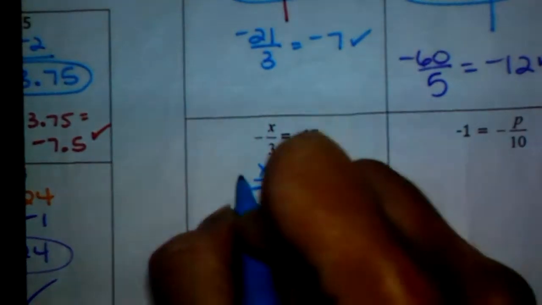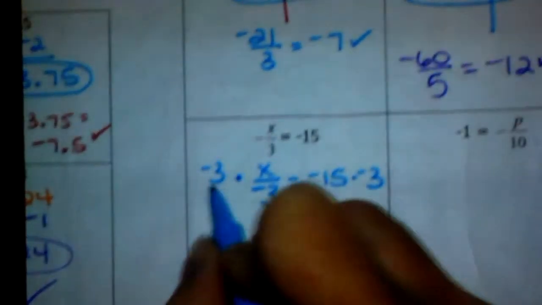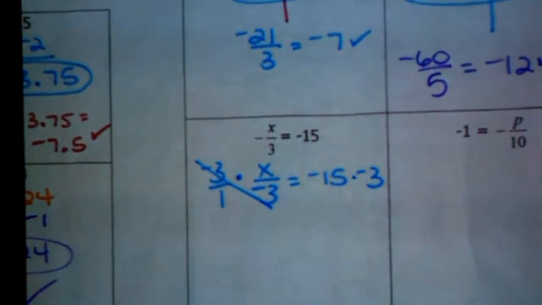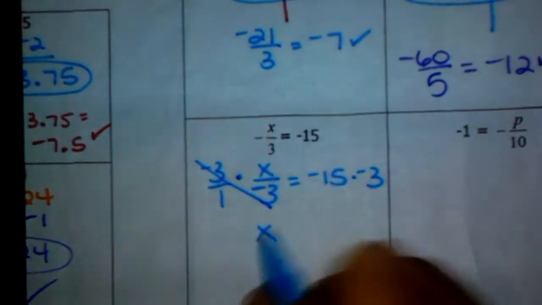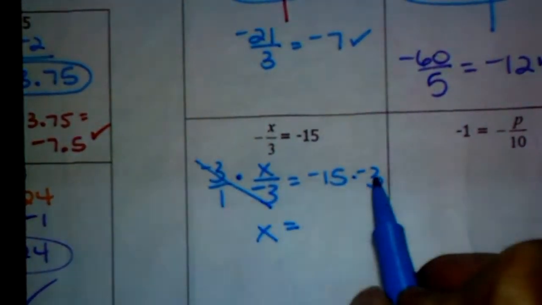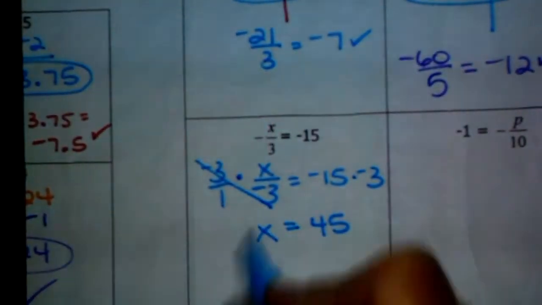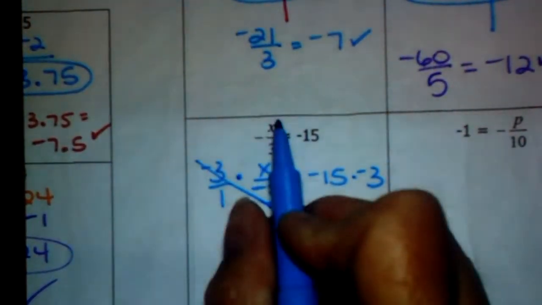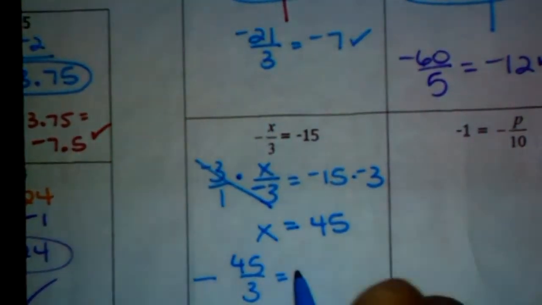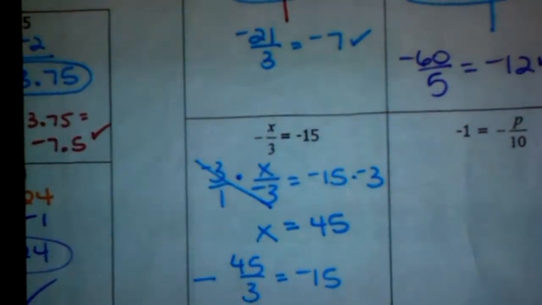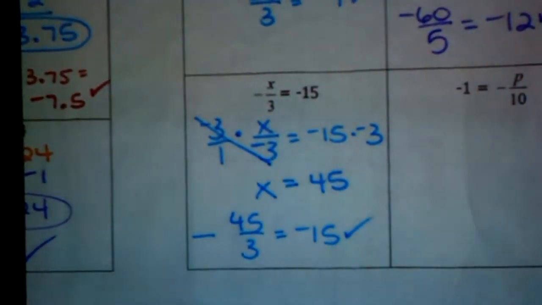How, you ask? By multiplying each side by a negative 3. We end up being able to cross cancel those negative 3's. You're left with x divided by 1, which, yes, is x. A negative times a negative is a positive, and 15 times 3 is 45. When we go to check this, it says negative x over 3, so negative 45 over 3 is supposed to equal negative 15. Well, 45 divided by 3 is 15, and it's negative, so we know that we're right.